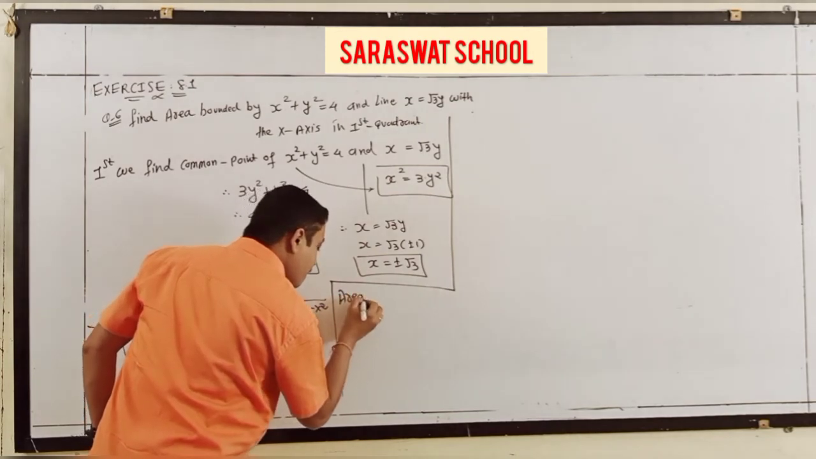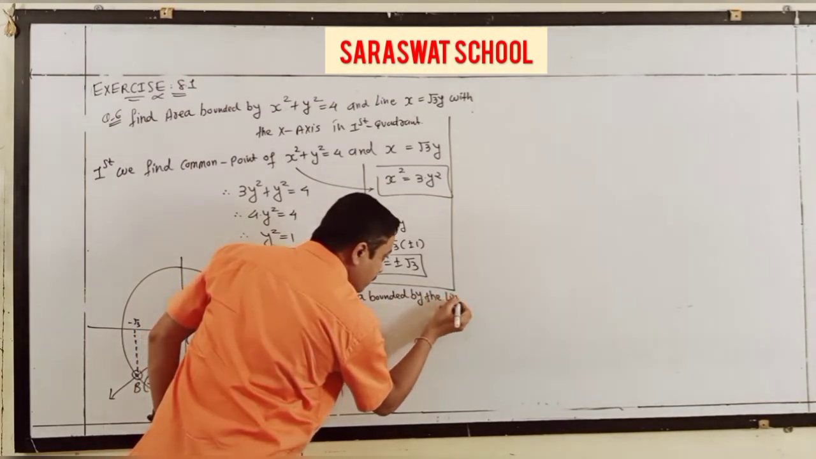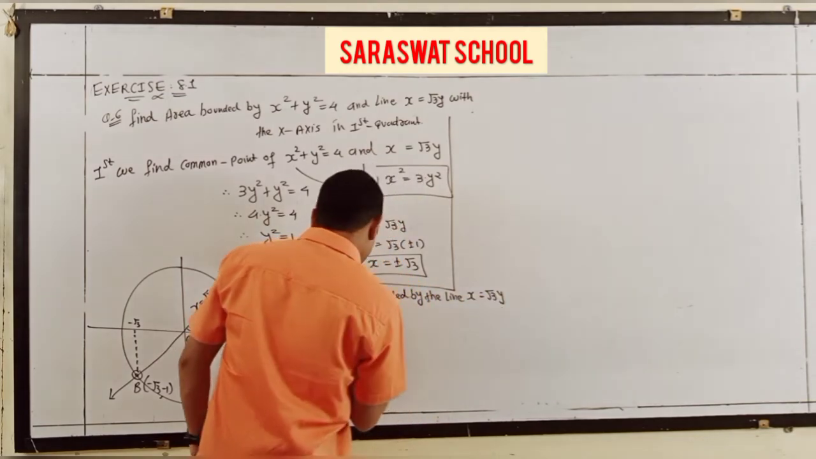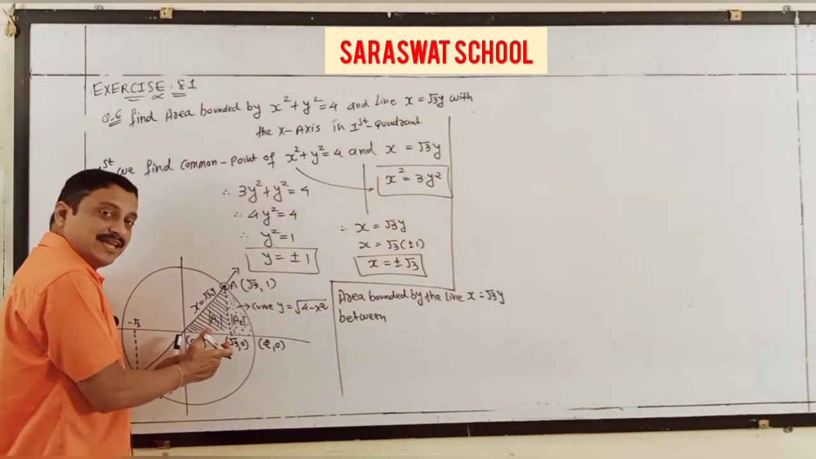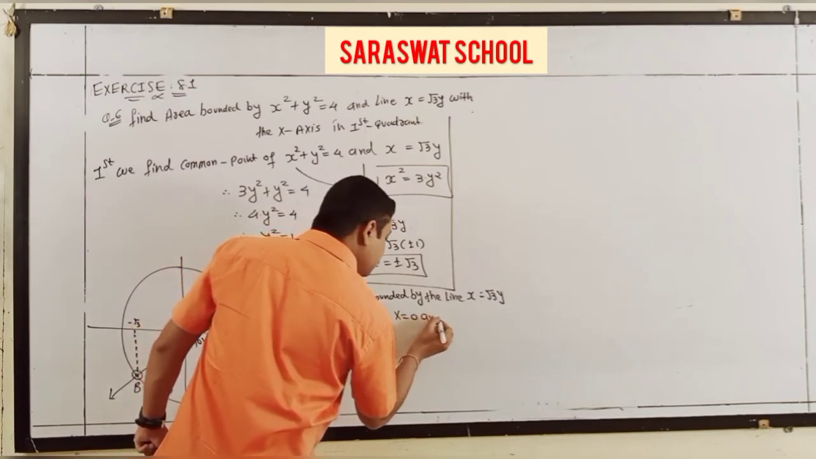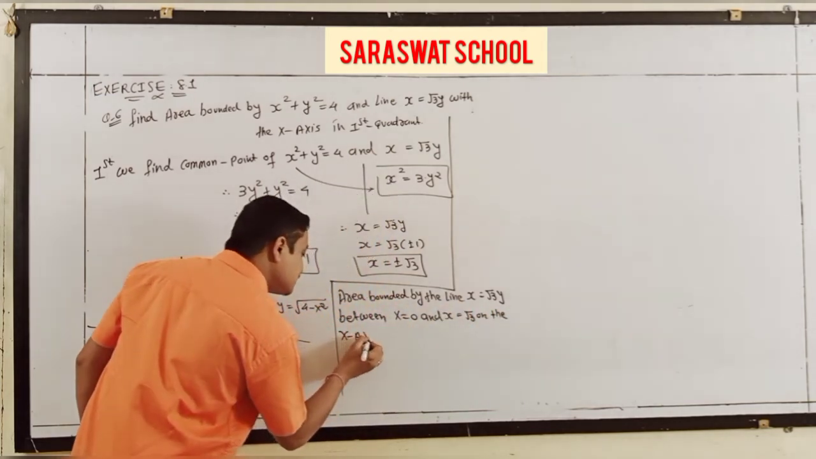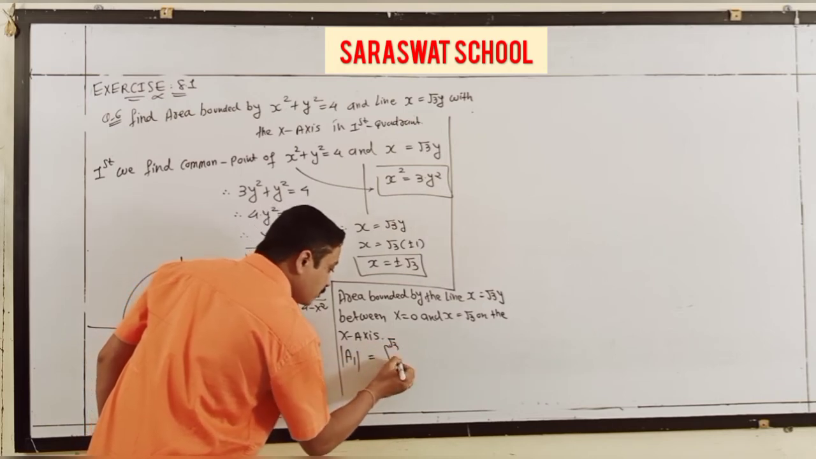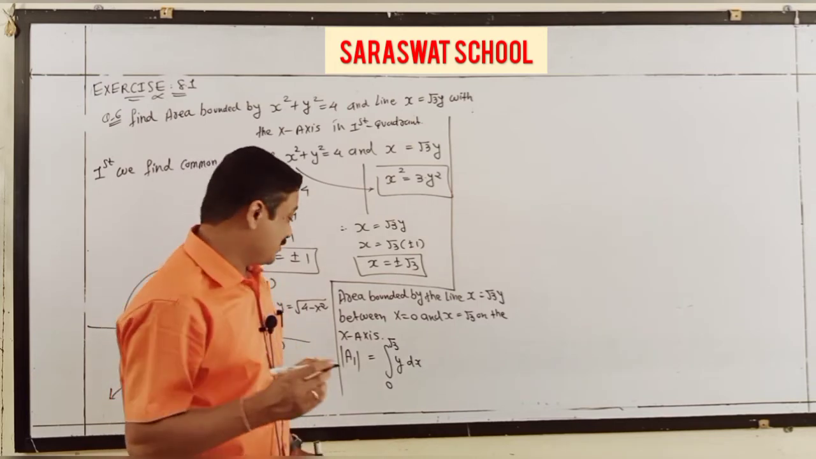Yes, so your calculation starts. Area bounded by the line, this line, x is equal to root 3y, between where? In this range, means 0 to root 3, x is equal to 0 and x is equal to root 3 on the x-axis. So your area A1 is clearly, as you know, 0 to root 3 y dx. Correct?